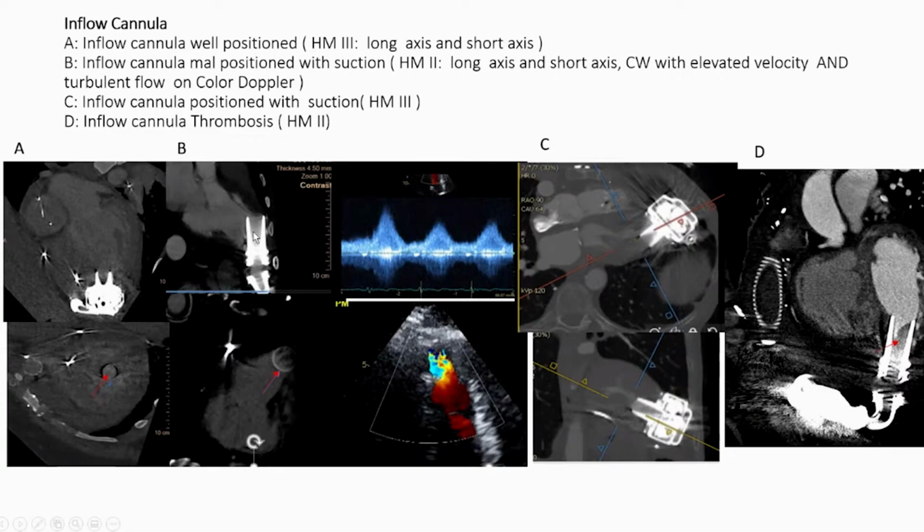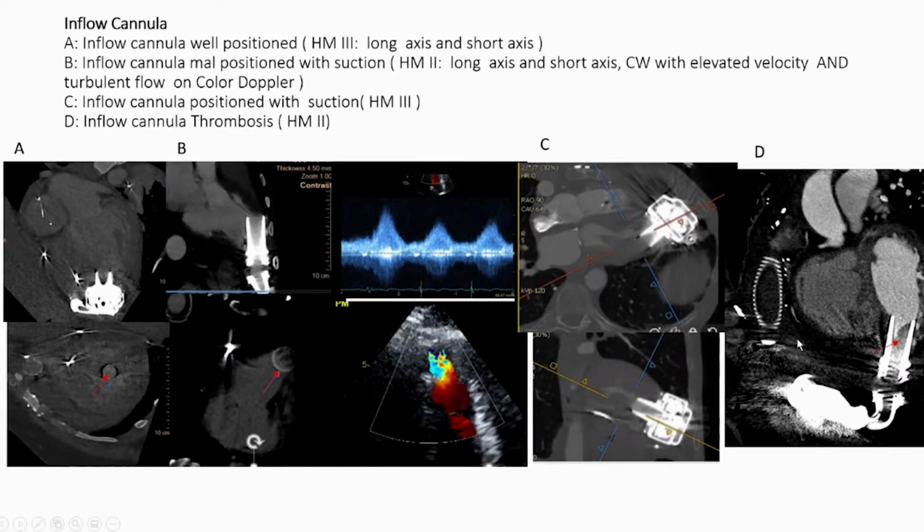This is a case of inflow cannula malposition with suction with Harmony 2, with corresponding very high Doppler velocity and turbulent flow. And you can see the tip of the inflow cannula is shadowed by the LV wall. And this is an interesting case. I think the patient maybe is over unloaded. The LV is very small. Although the position of the cannula probably originally wasn't bad, because the cavity becomes so small, they could have some suction of the papillary muscle into the cannula.